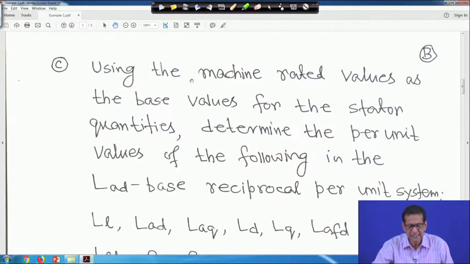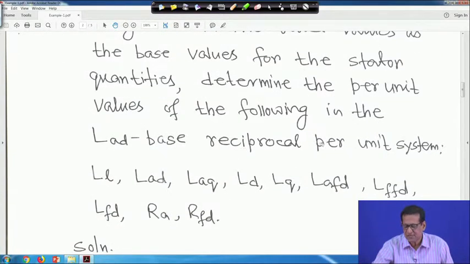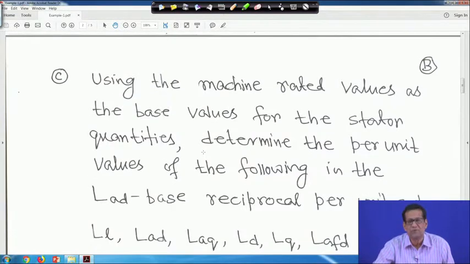And C, using the machine rated values as the base values for the stator quantities, determine the per unit values of the following in the LAD base reciprocal per unit system: LL, LAD, LAQ, LD, LQ, LFD, LFFD, RA and RFD. All these things we have to find out in per unit. So this is the problem.